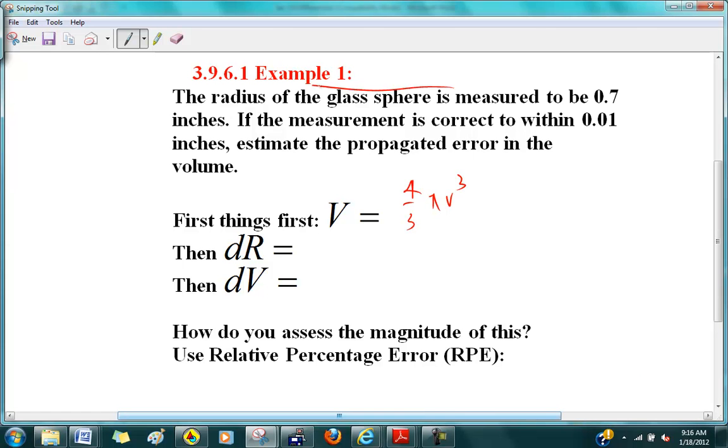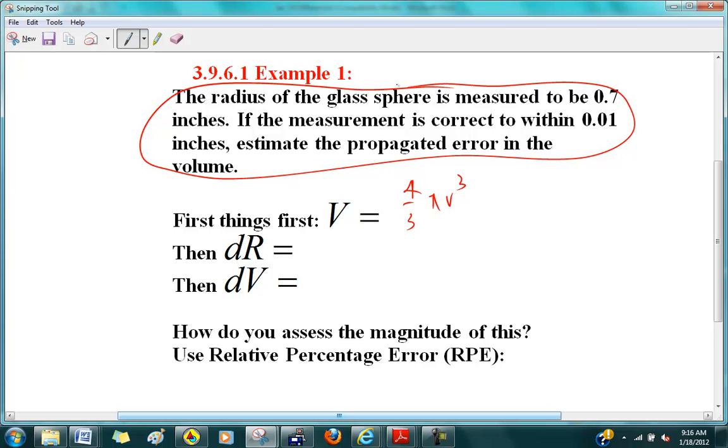If you read this sentence here, or the paragraph, the couple of sentences, can you infer what dr is? Remember, dr is going to be the change in the radius. Can you infer what it is from those sentences? Plus or minus?